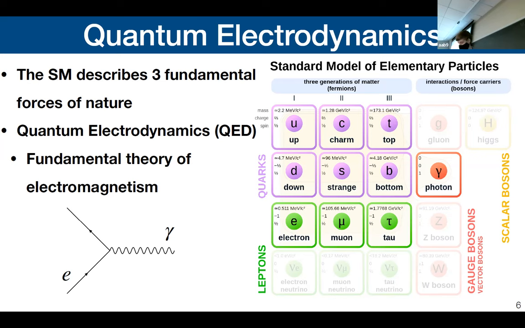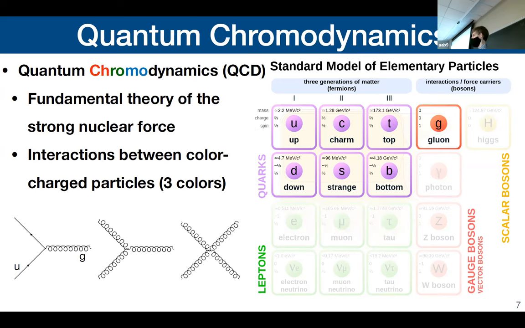But then I want to talk about one of the other forces of nature, which is quantum chromodynamics. Quantum chromodynamics, or QCD, is our fundamental theory of the strong nuclear force. It describes interactions between particles that have color charge. There are three color charges, red, blue, and green, which are kind of an analog to positive and negative electric charges. They're carried by the quarks, shown here, and they interact with each other via the gluon, which is the QCD analog of the photon. What makes QCD interesting and special is that not only do you have this interaction between the gluon and the quark, shown on the left, but the gluons can also interact with each other. And the gluons interacting with each other give rise to some very special phenomena.